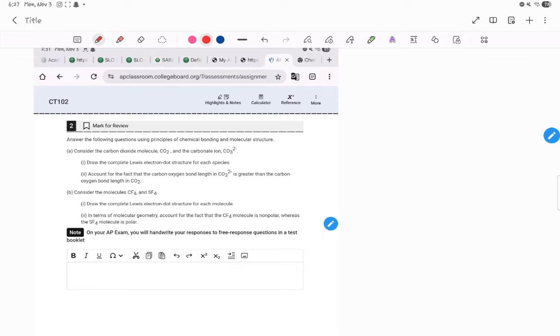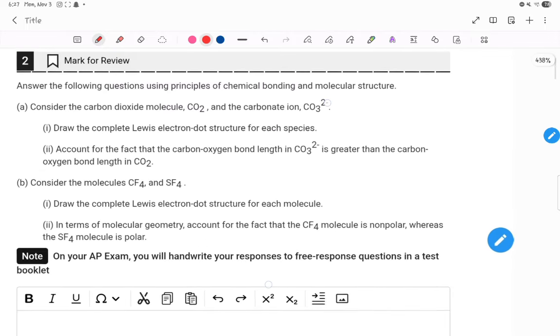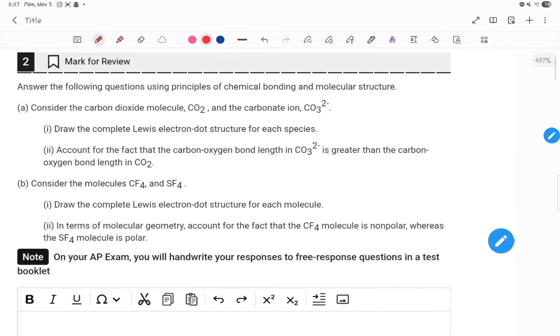Now we will move on to question 2. What does it say? It says, answer the following questions using principles of chemical bonding and molecular structure. Consider the carbon dioxide molecule CO2 and the carbonate ion CO3 2-. They said, draw the complete Lewis electron dot structure for each species. So we need to draw the Lewis structure for, first of all, CO2 and for CO3 2-.